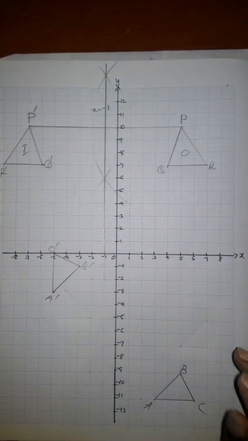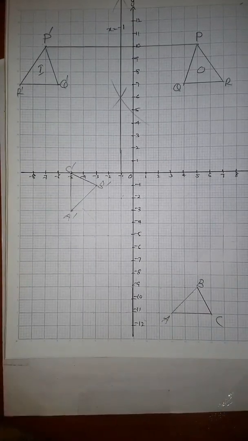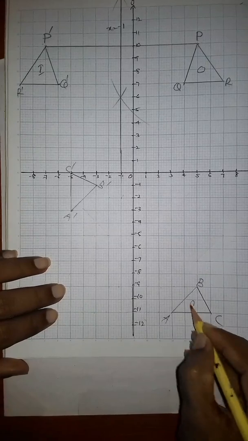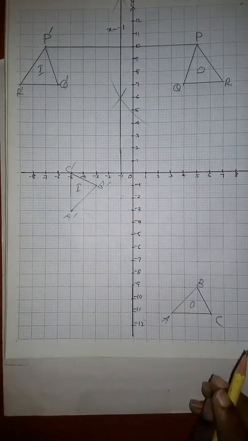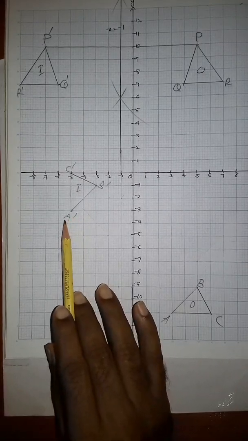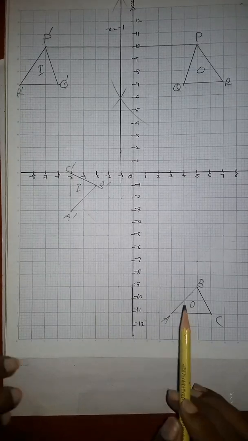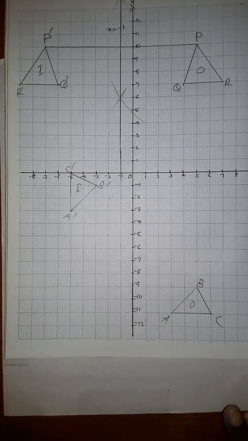Right, I will go to another example here. Let's say this triangle ABC is the object, this the image. Triangle ABC has been reflected onto triangle A dash B dash C dash, and we are asked to find the line of reflection. What is the line of reflection? Line of reflection is the perpendicular bisector of the straight line joining a pair of corresponding object and image points.